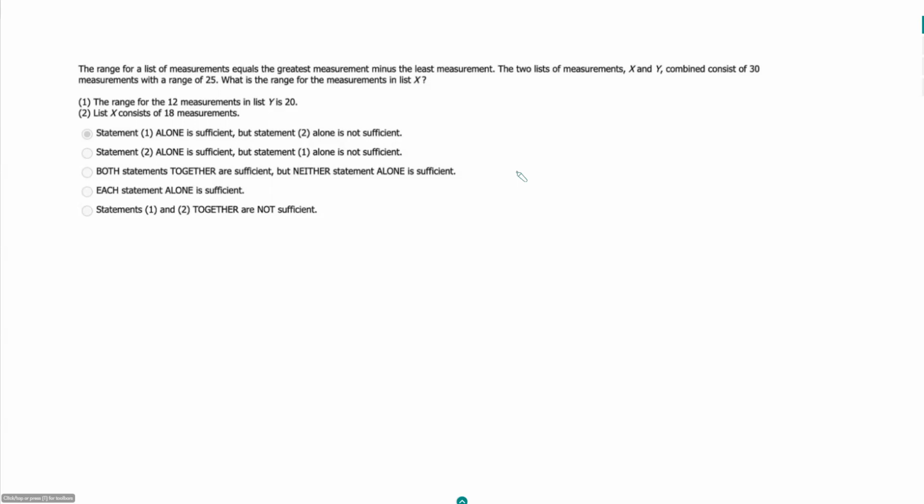The range for a list of measurements equals the greatest measurement minus the least measurement. The two lists of measurements, X and Y, combined consist of 30 measurements with a range of 25. What is the range of the measurements in list X?